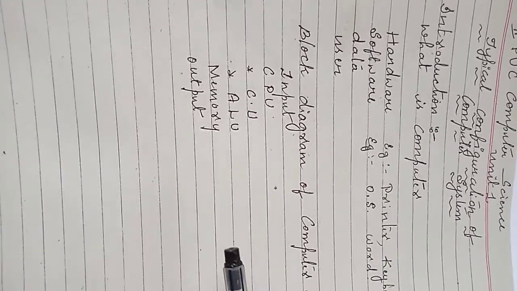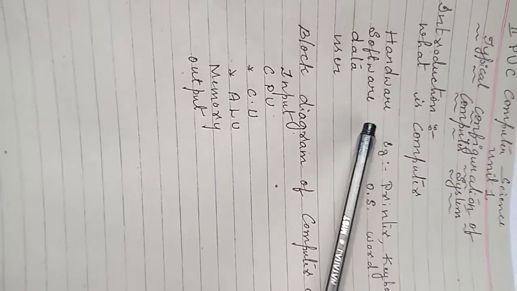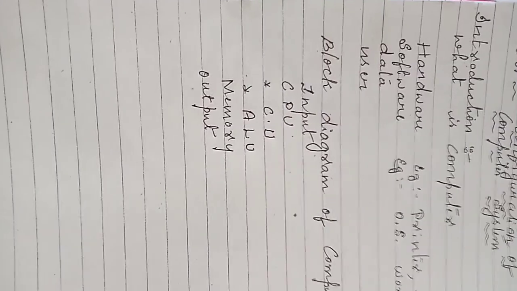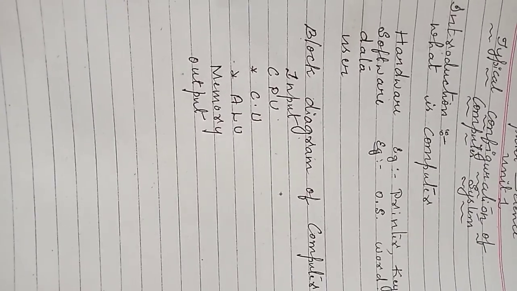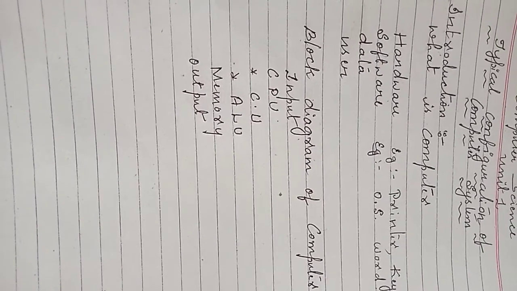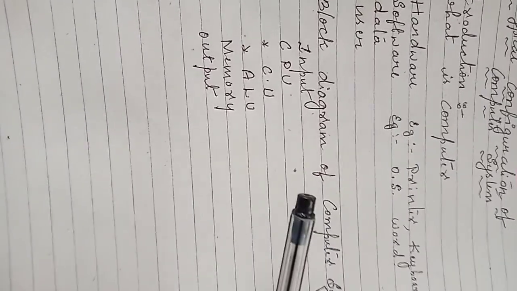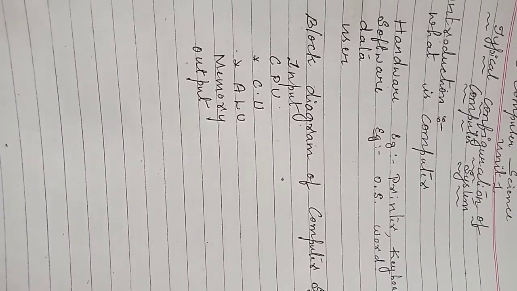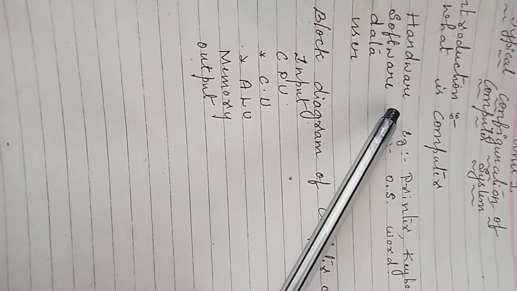Next is what is hardware. Let us see what is hardware. Hardware is a physical component or a physical part of a computer which we can touch and feel, so it is called hardware. Examples of hardware are printer, keyboard, monitor, mouse, anything, the parts which we can touch, so they are called hardware parts, right?